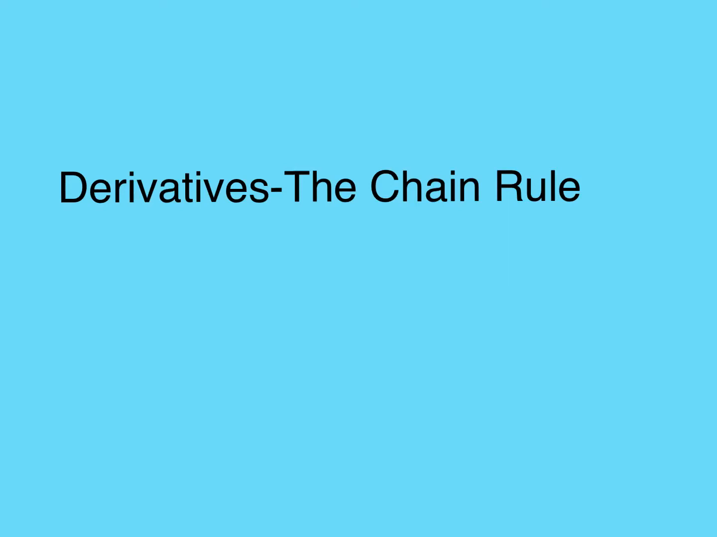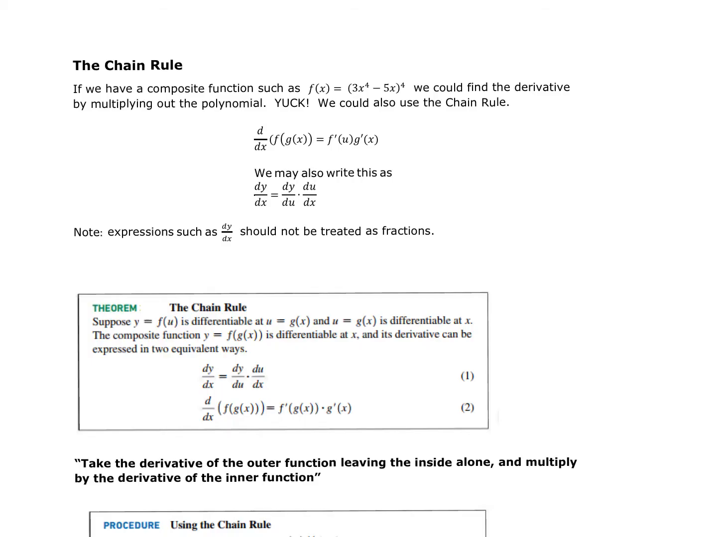This video is about taking derivatives using the chain rule. When we have a composite function, I've given an example here of 3x to the fourth minus 5x, all raised to the fourth. We could find the derivative by multiplying this polynomial out. We could take the 3x to the fourth minus 5x and multiply it by itself 4 times. That's going to take us some time, and we have a better way.